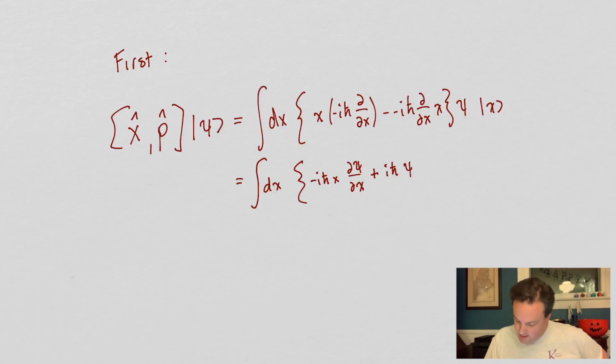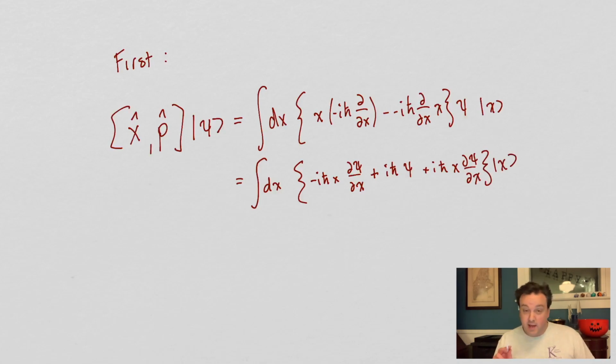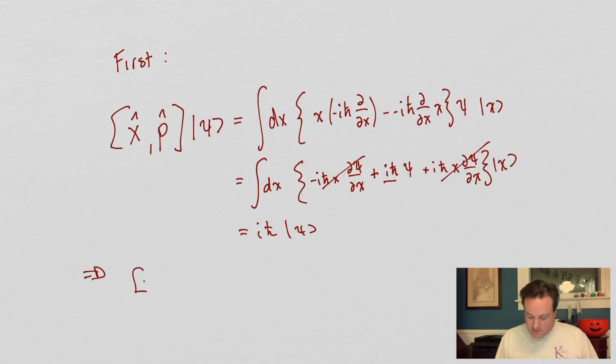And then I also have, let's see, plus i h bar x dψ/dx, again from the product rule. And you'll see what happened here is now this term cancels with this term. I'm left with i h bar times ψ. Well, I can now take the state right out, right? Because the integral dx of ψ times the eigenstate is just my state ψ, and I end up with i h bar times my state. And that's how I get to this famous conclusion that the commutator of x and p is equal to i h bar.